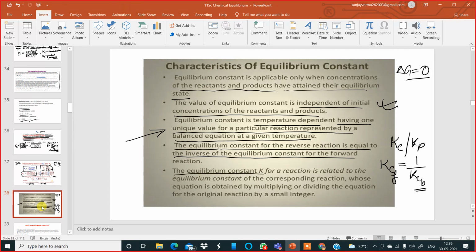The equilibrium constant K for a reaction is related to the equilibrium constant of the corresponding reaction whose equation is obtained by multiplying or dividing the equation for the original reaction by a small integer. So this is what they are talking about, the stoichiometric coefficients. These are some characteristics of equilibrium constant from which some objective one-word questions can be asked.